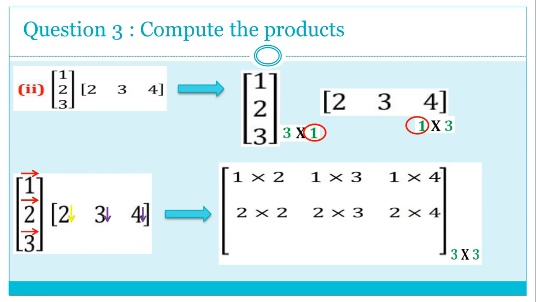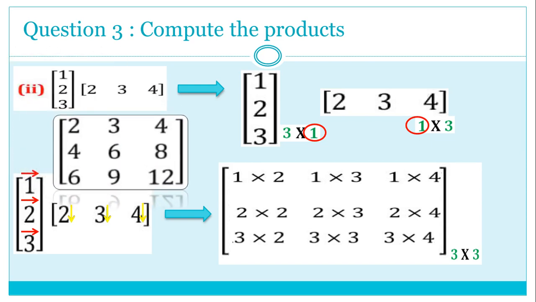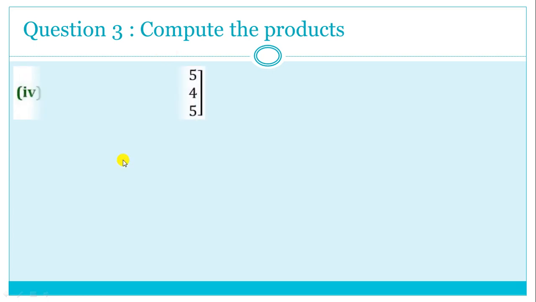The third row will be multiplied with the first column, then the second column, and the third column, and we will get the elements in the third row. Okay, and after solving it, this will be the resulting matrix. So the multiplication of these two matrices will give us this matrix. Okay, let's move on.